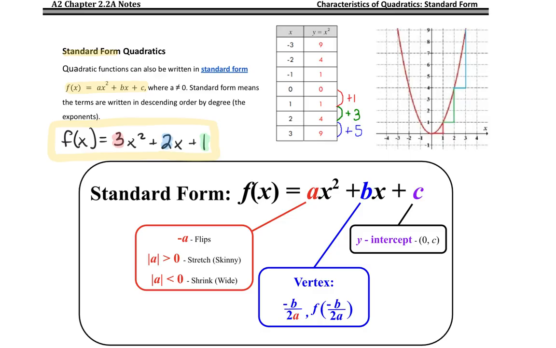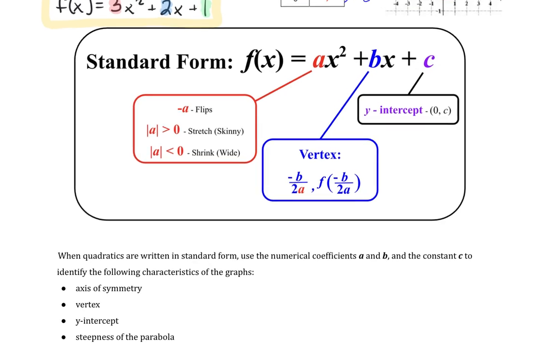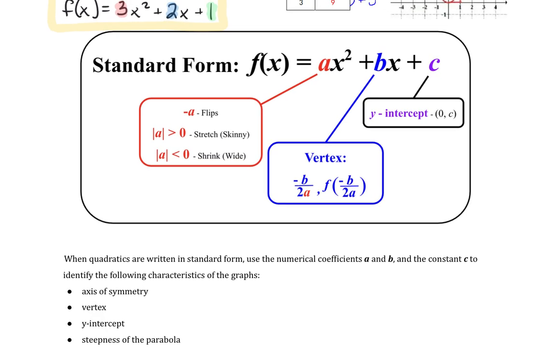And we have to be able to take that information and find the vertex, and then use that a value, which is still whatever you're multiplying the x squared by, and plot 2 more points. So if we take a look here, in standard form, that a is doing the same thing it always has. This b value is going to help us find the x portion of the vertex. We're going to take negative b and divide it by 2 times a.